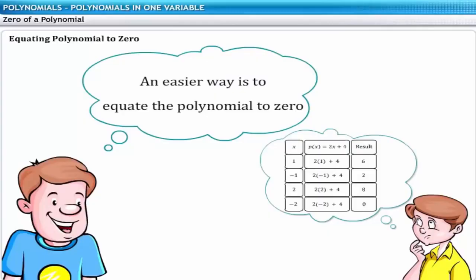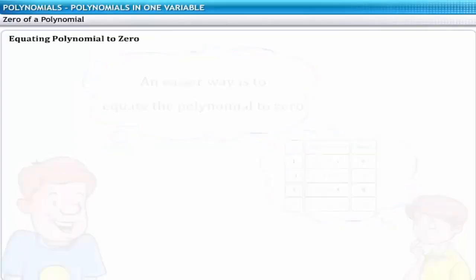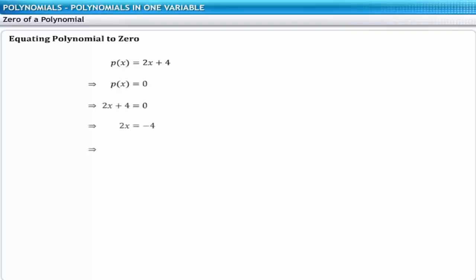to 0. In this method, you can find the 0 of the polynomial P of x is equal to 2x plus 4 by taking x as the subject. Thus, P of x is equal to 2x plus 4. P of x is equal to 0. Thus, the value of the polynomial 2x plus 4 is equal to 0. On solving, you get x is equal to -2.